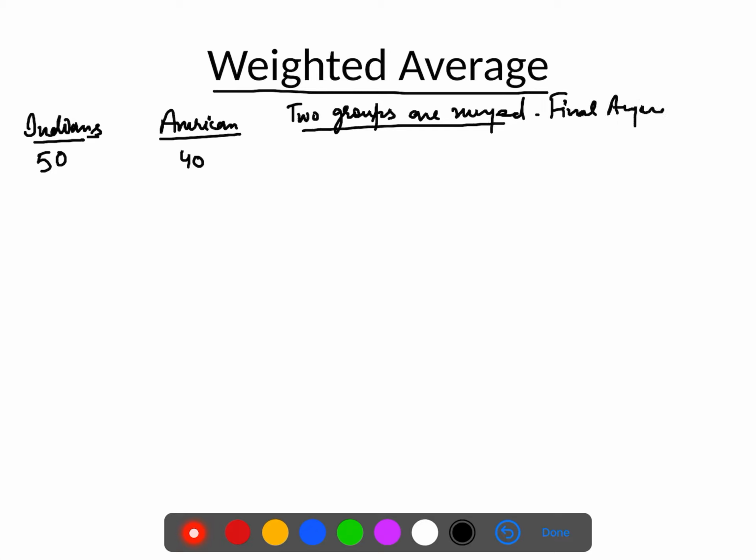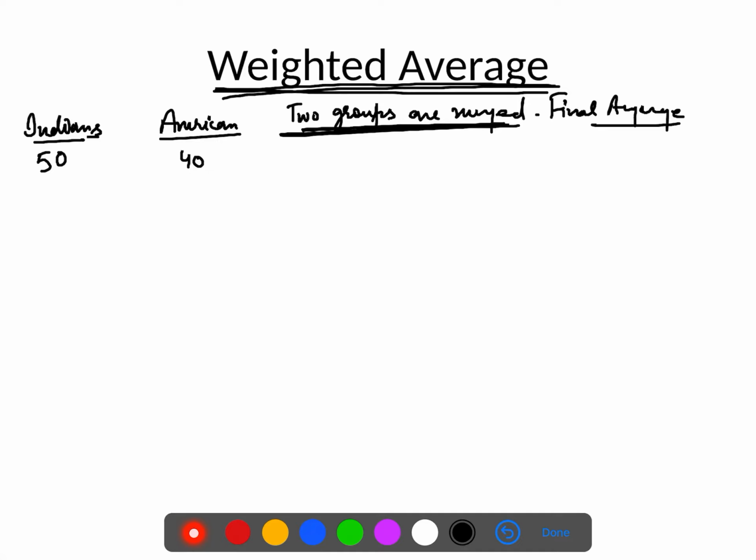Final average score means average score of the bigger group. Average score per person of the bigger group. So wherever two groups are getting merged, that situation is your weighted average situation. So that's how we identify in the question whether we are doing weighted average or not, whether we'll use weighted average logic or not there.